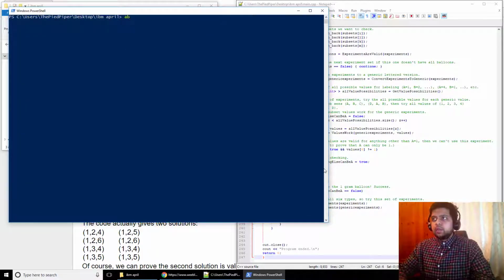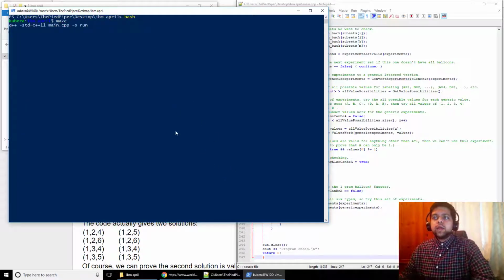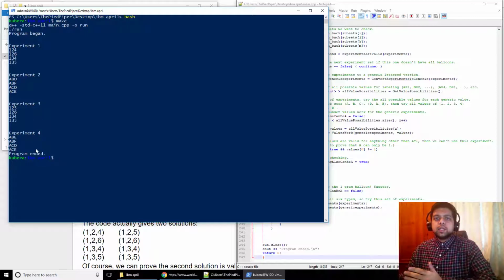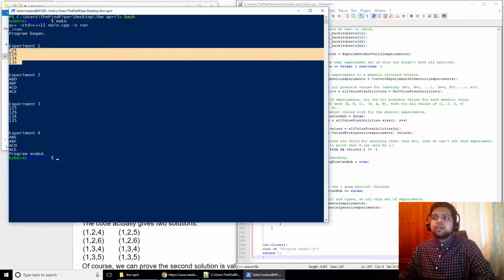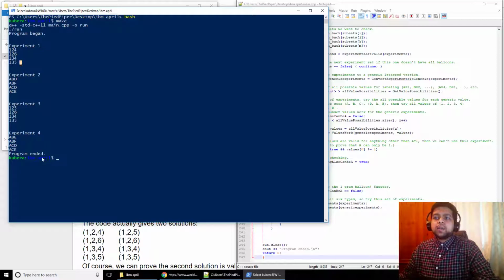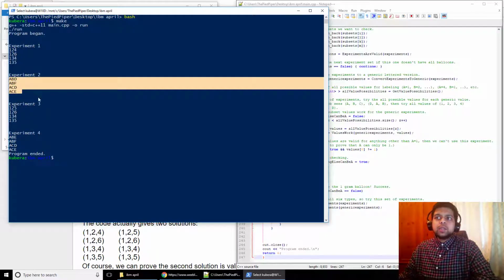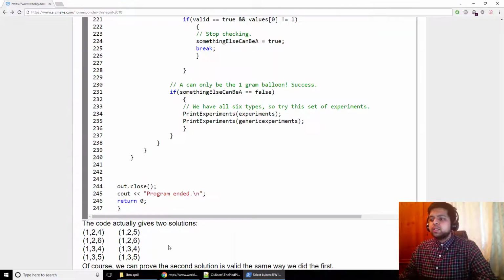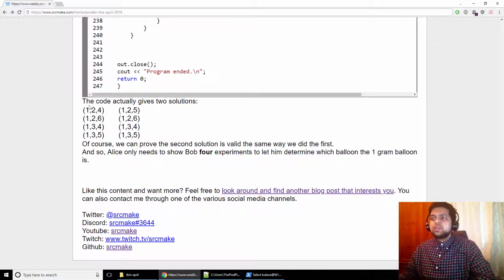So we'll say bash and we will make the code, and you'll see that the output is this. There weren't that many experiments, so there was no point in optimizing it because we did a lot of the work beforehand. There are only 9 balloon types, and there's only so many possible combinations, etc. So it's actually really small numbers. So we actually come out with 2 possible experiments. Ignore this, I just wanted the lettering for easiness. But there are actually 2 solutions for this.